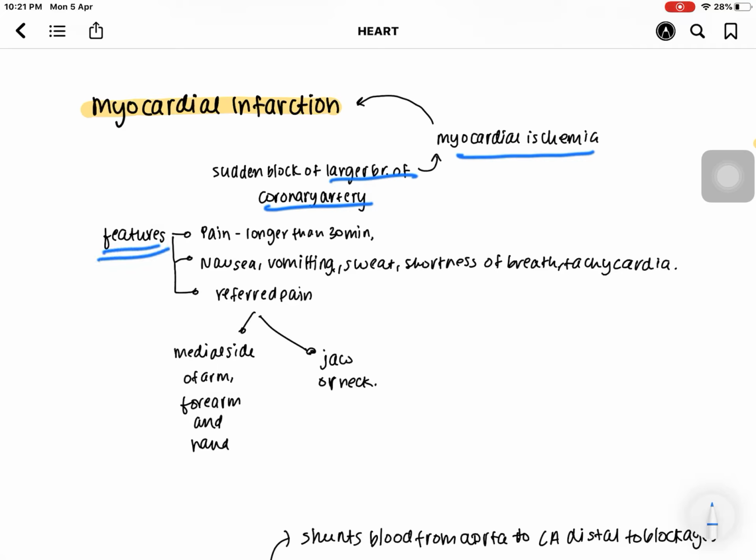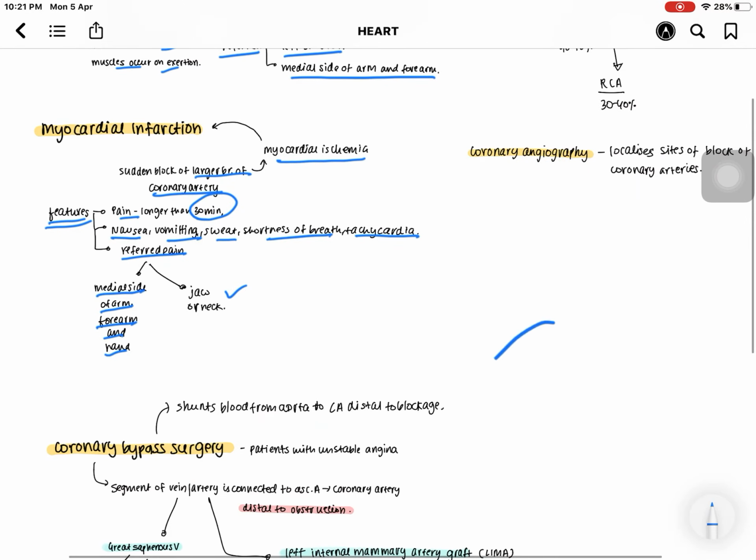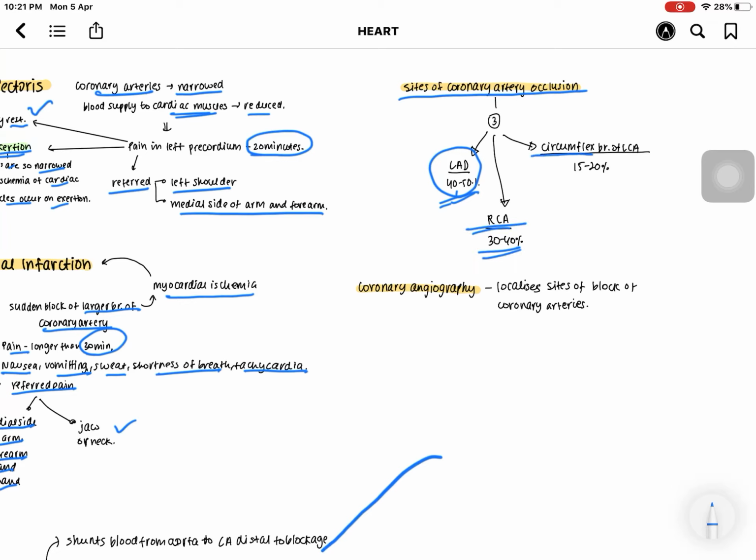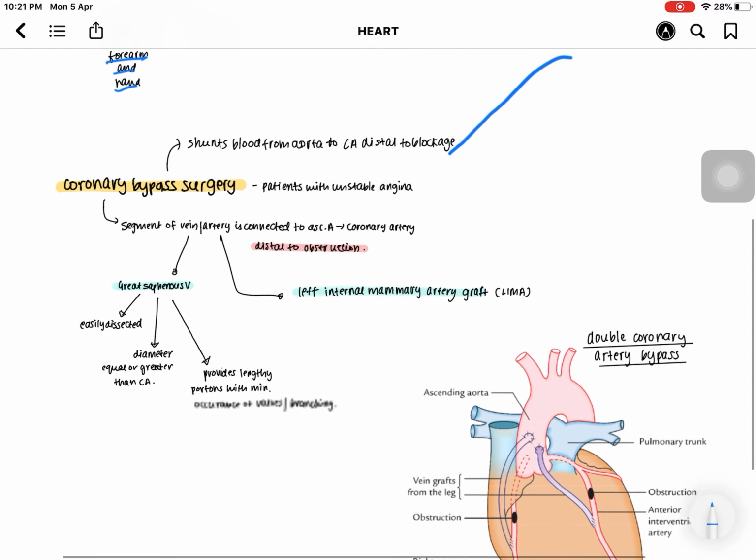The features of myocardial infarction are pain longer than 30 minutes, whereas in angina it is 20 minutes, and symptoms of nausea, vomiting, sweating, shortness of breath, tachycardia. The referred pain will be towards the medial side of the arm, forearm and hand, and also to the jaw or neck. The sites of coronary artery occlusion: most commonly it's the LAD, 40 to 50%, the right coronary artery 30 to 40%, and the circumflex branch of the left coronary artery 15 to 20%. Usually coronary angiography localizes the site of block of the coronary arteries.